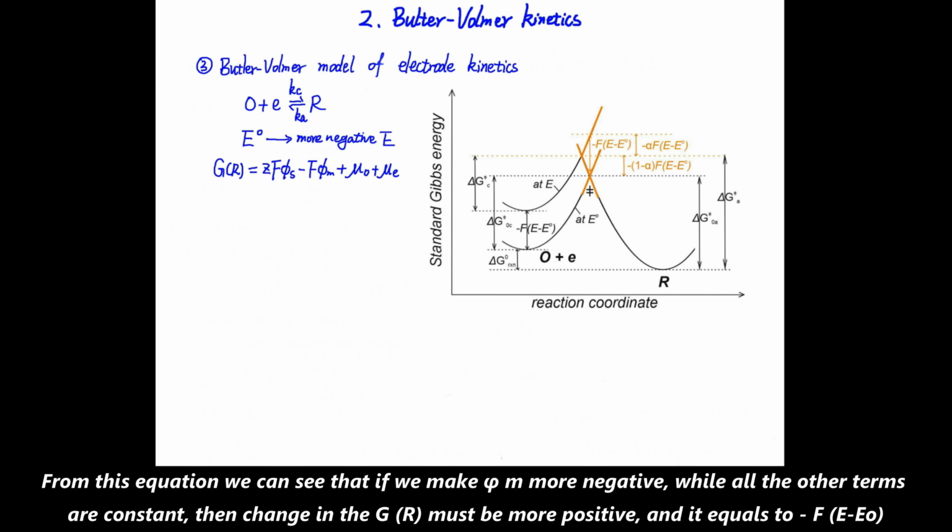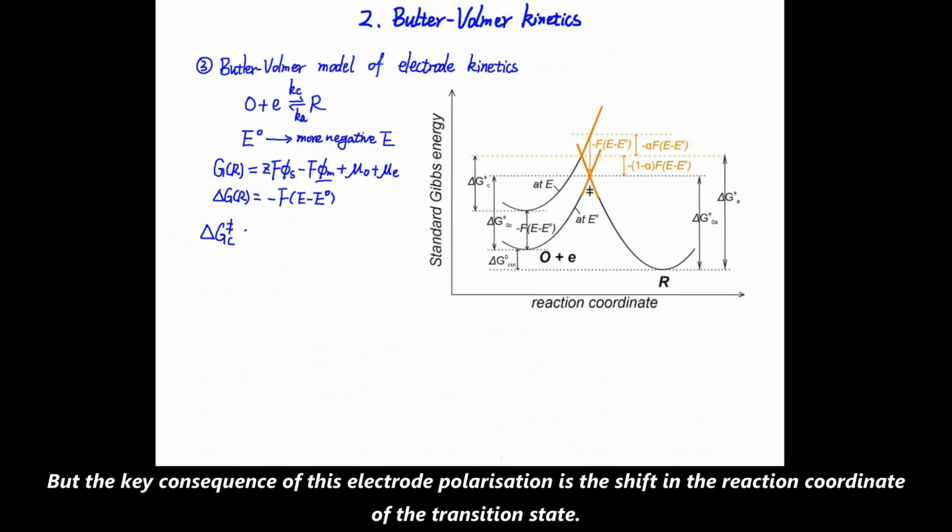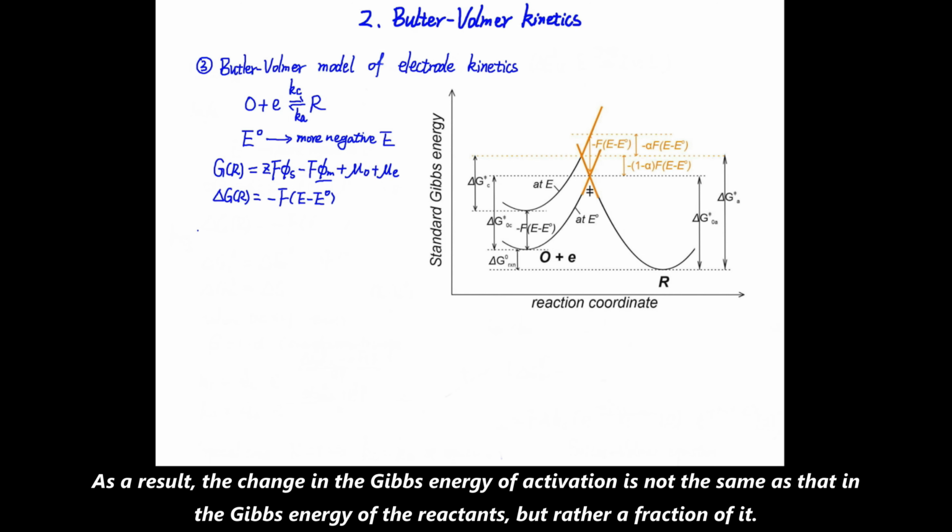From this equation we can see that if we make phi m more negative while all the other terms are constant, then the change in the Gibbs energy of reactants must be positive, and it equals minus F times E minus E naught. But the key consequence of this electrode polarization is the shift in the reaction coordinate of the transition state. As a result, the change in the Gibbs energy of activation is not the same as that in the Gibbs energy of the reactants, but rather a fraction of it.